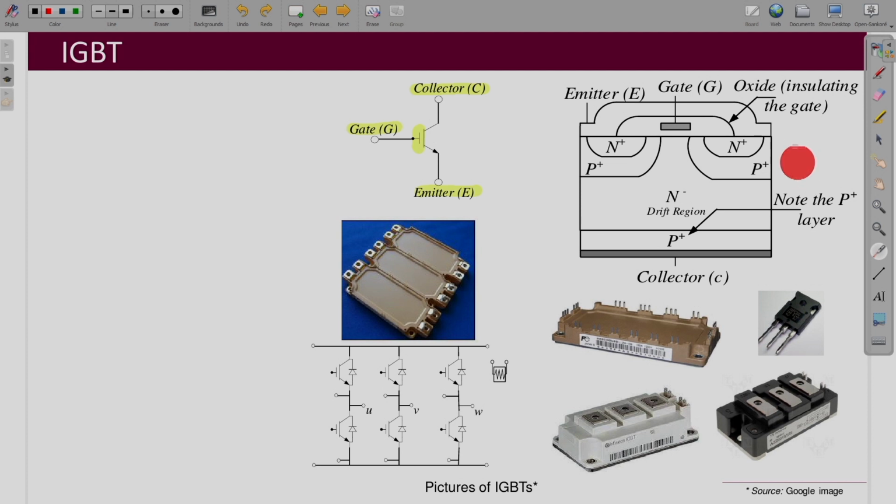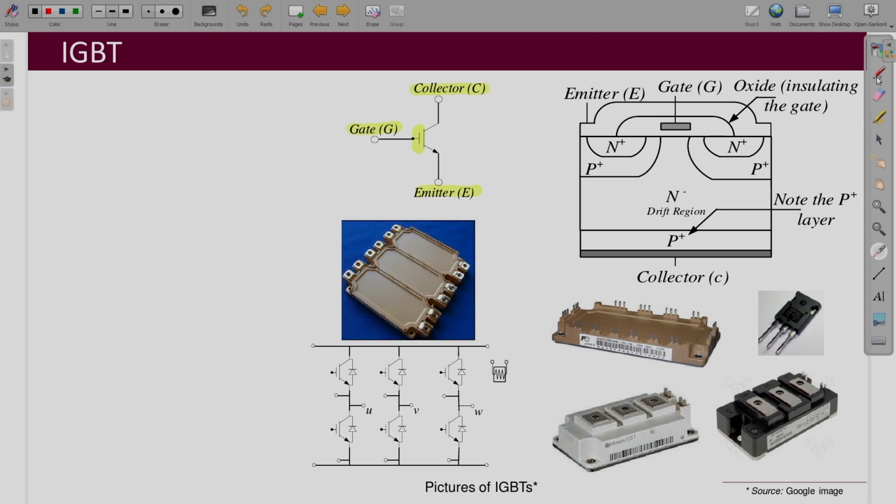And this is the physical structure of the IGBT. Okay, it consists of this N plus region which is connected to your emitter, and then in between it has the P plus region, and then further it has that N minus drift region and then P plus region, and that is connected to your collector. And over here on the gate side it also has that oxide layer, and it is similar to the MOSFET.